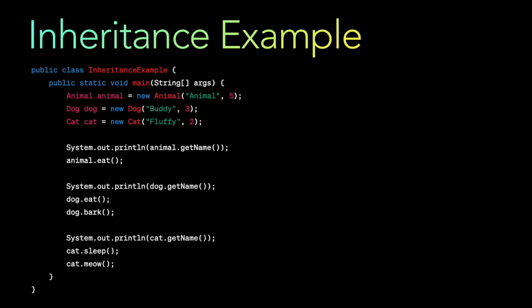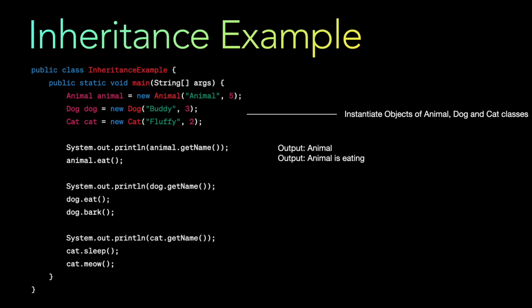So let's see the first instantiation. When we are using the instantiation, basically here we are instantiating the animal, dog and cat classes, right? Then we are printing out the values of animal's name and invoking the function animal.eat. This is going to output animal because animal.getName, name is animal, right? And animal.eat will give you animal is eating, which we saw in the previous slide, right?